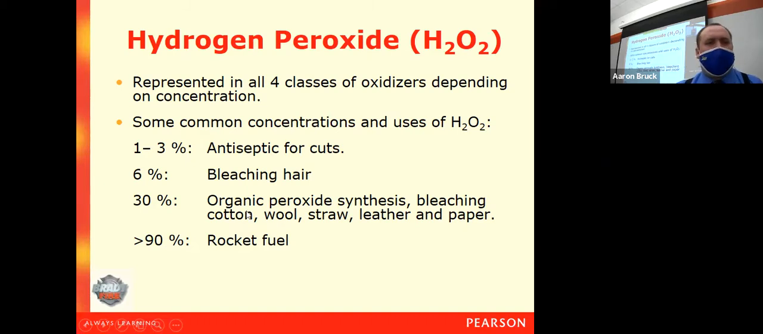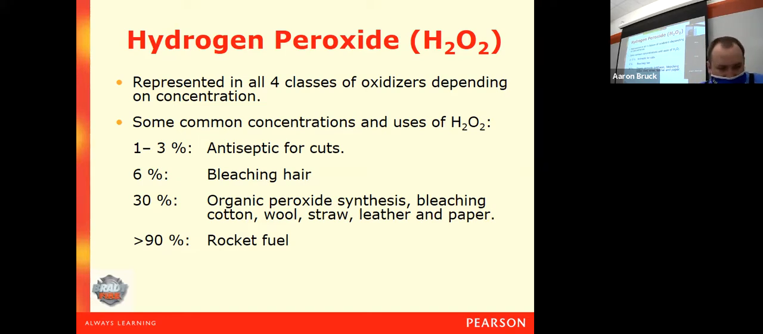We'll end today by talking about hydrogen peroxide. Hydrogen peroxide is well known. It is the substance that is in all 4 of our classes of oxidizers. Which class it is in depends upon its concentration. Just as kind of a field study here, we'll mention that depending upon the concentration, it has different applications and uses for us.